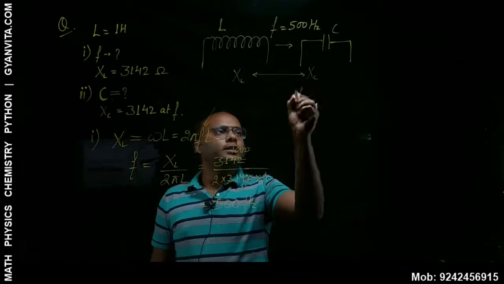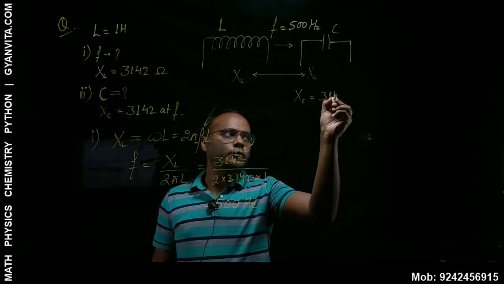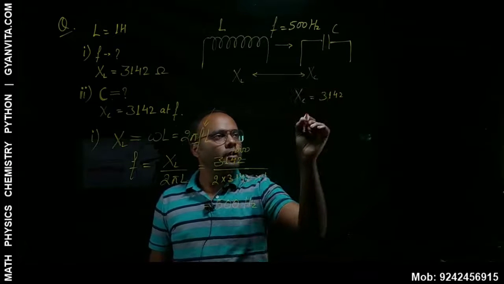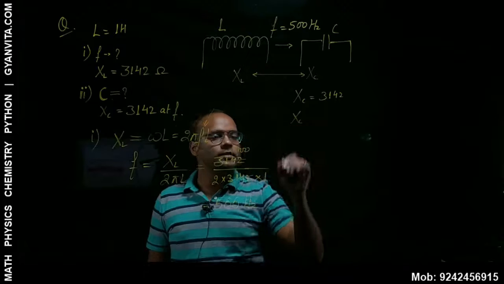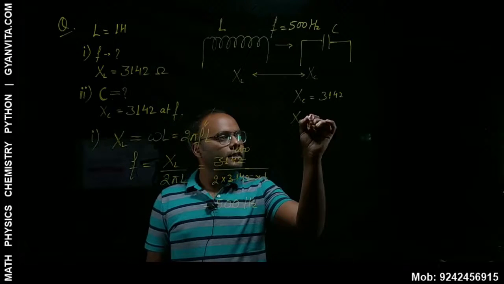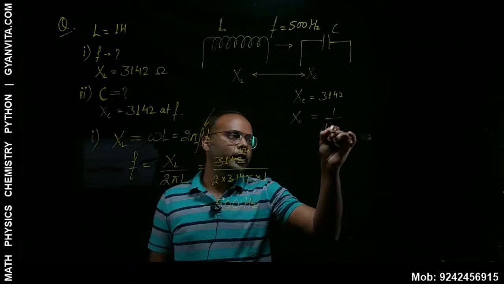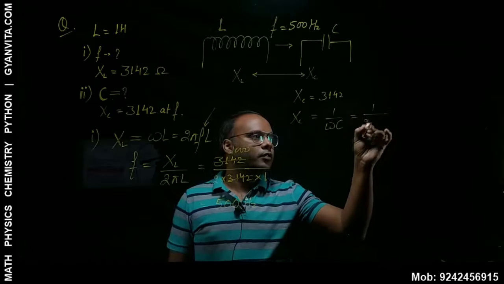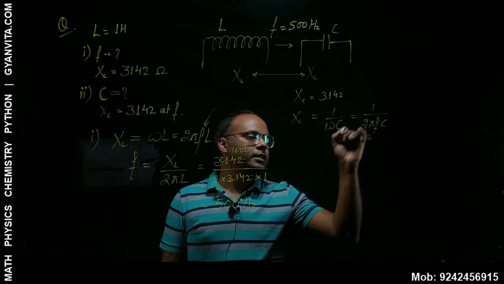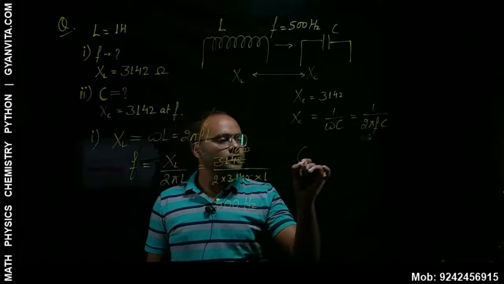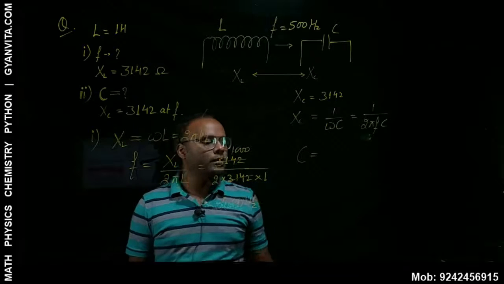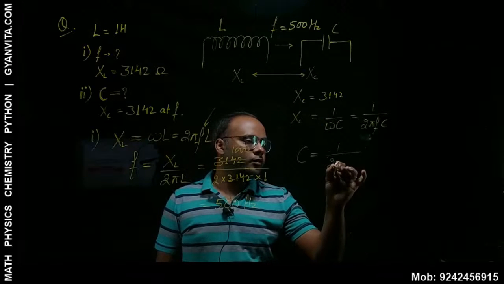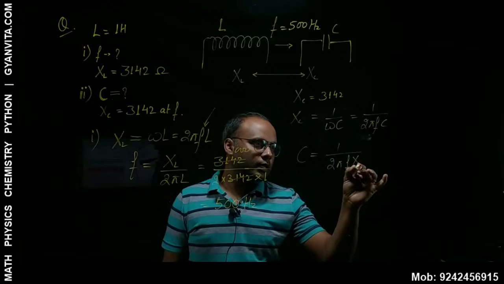So XC is equal to what? XC is also equal to 3142. What do we have to find? We have to find C now. What do we know about XC? XC, that is capacitive reactance, is equal to 1 by omega C, and that is nothing but 1 by 2 pi f C. Now what do you have to find? C. So this C, from here, I can say is equal to 1 by 2 pi f XC.